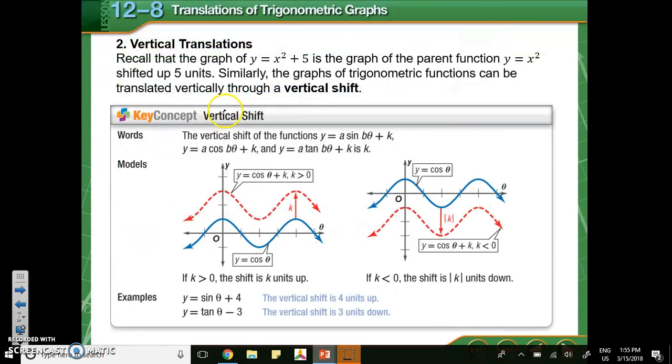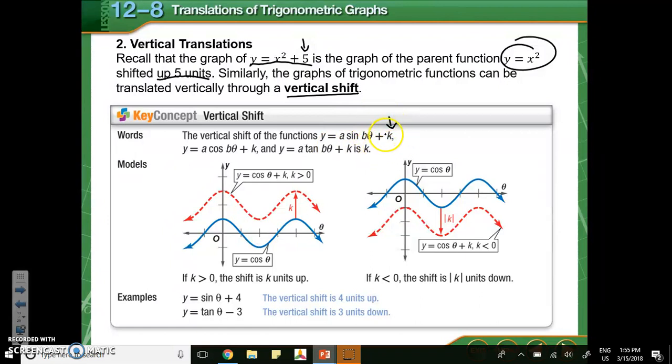Okay, now we're going to talk about vertical translations. These are very similar again to what we've done before. If I have this graph, y equals x squared plus 5, my parent function is x squared, and that plus 5 that's added on the outside just moves it up 5 units. Same idea with trig functions. Vertical shifts happen when I add or subtract a value outside of my function.